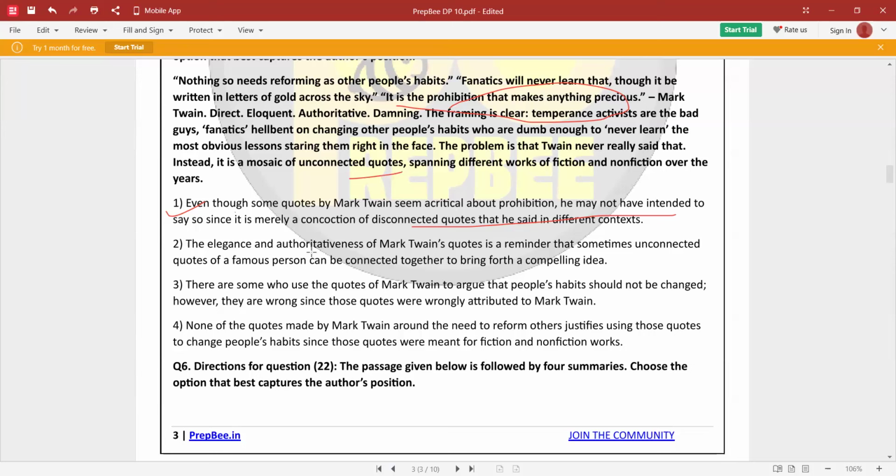The elegance and authoritativeness: nothing is talked about the elegance of this Mark Twain. There are some who use the quotes of Mark Twain to argue that people's habits should not be changed. However, they are wrong, since the quotes were wrongly used. See, they do not argue that it should not be changed. It cannot be changed, more risk. None of the quotes made by Mark Twain around the need to reform others justify using those quotes to change people's habits, since those quotes were meant for fiction and non-fiction works. He never wrote it, actually. Those were unconnected quotes that got connected, right?